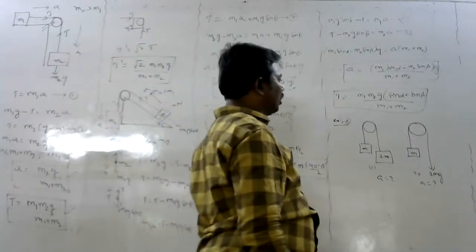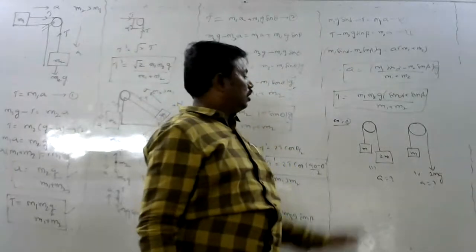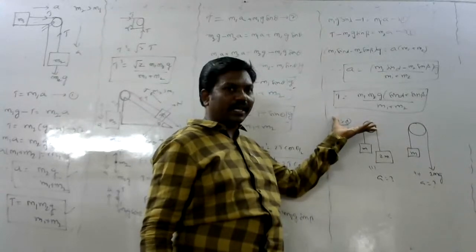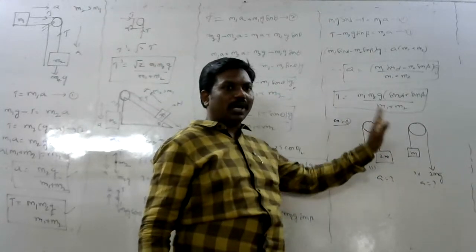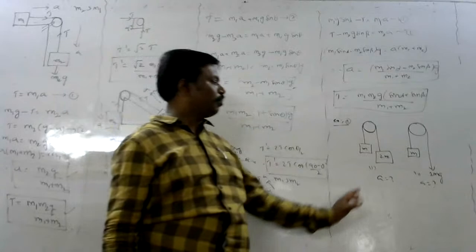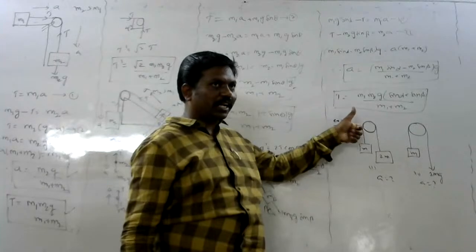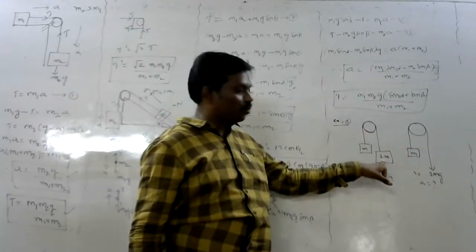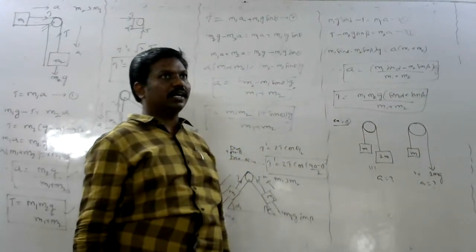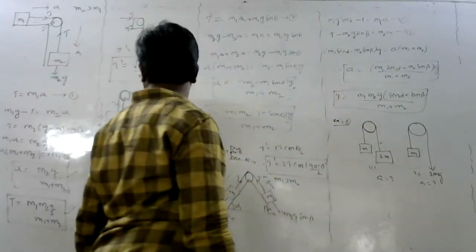So from the first diagram, once again I will explain this one. A block of mass M is lifted by connecting 2M to the other end of the string. Find the acceleration of the block. Here this is like Atwood's machine.